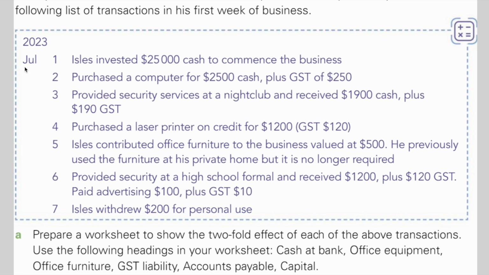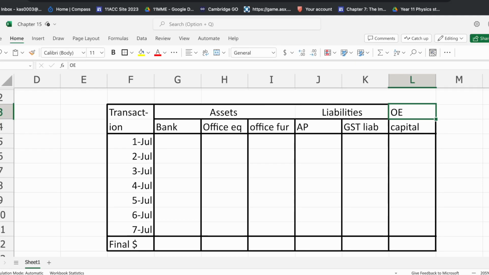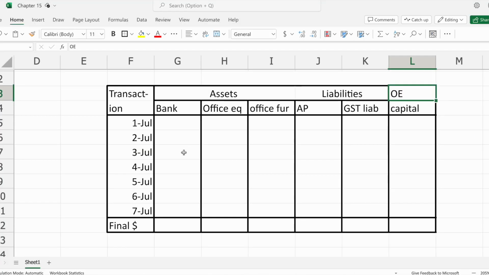So let's go to our worksheet. So this is how a worksheet is laid out. There's an asset section, a liability section, and an owner's equity section. So of course, there's the different types of headings that we have. When we have a bank, office equipment, and office furniture, which all come under assets. And then we have accounts payable and GST liability, which come under liability. And we have capital, which comes under owner's equity.